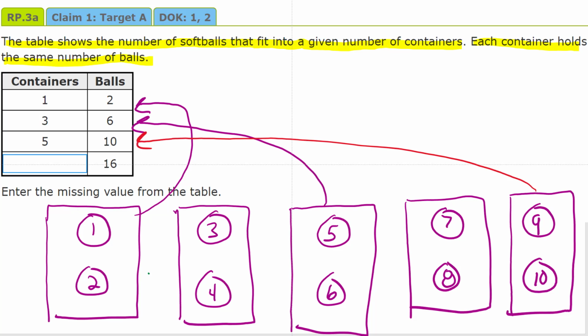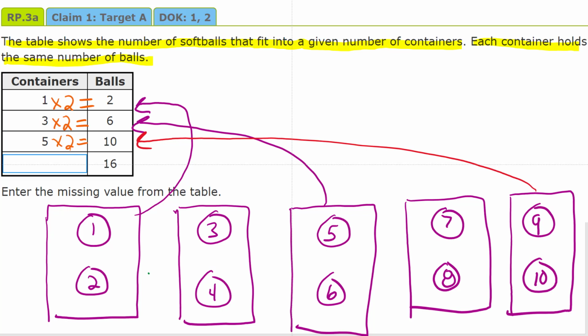So let's go ahead and figure out a pattern. What's the pattern in our problem here? Well, if you go 1 times 2, 1 times 2 equals 2. And then 3 times 2 is equal to 6. And then 5 times 2 is equal to 10. See, the 2 comes from the number of balls that are in each container.